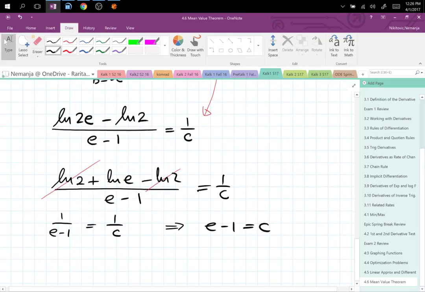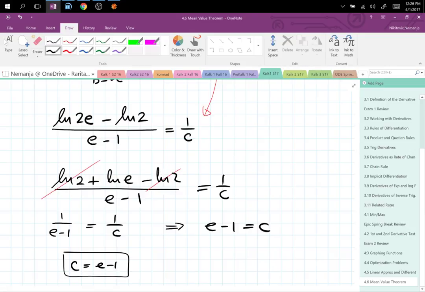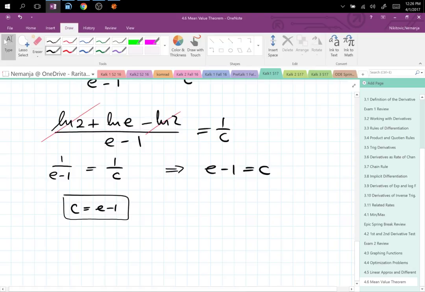So we have c equals e minus 1. That's the answer. At that point, we have the tangent line that has the same slope as the slope of the secant line stretched between one. Now, I'm not sure how well I can draw this. I'll try.